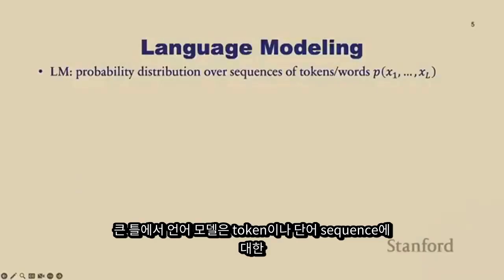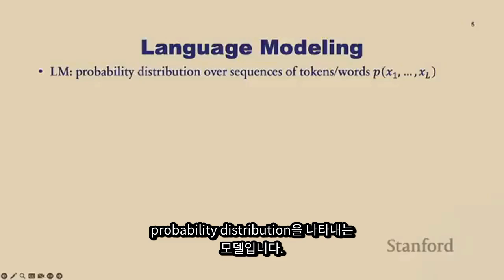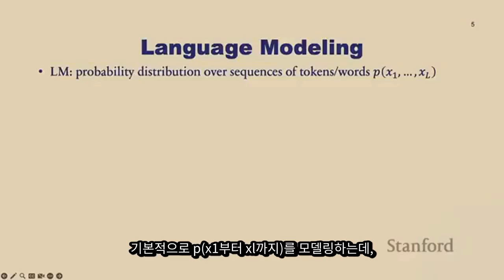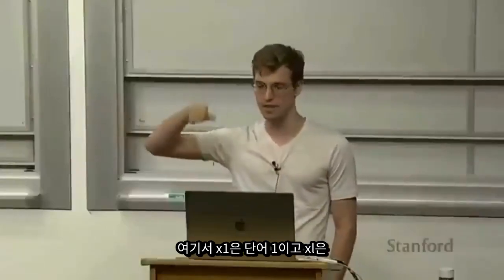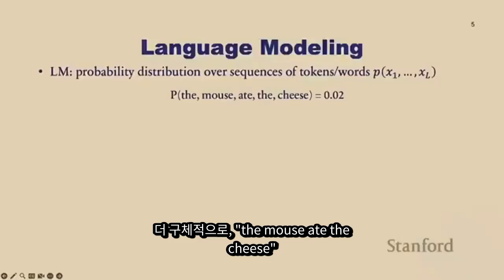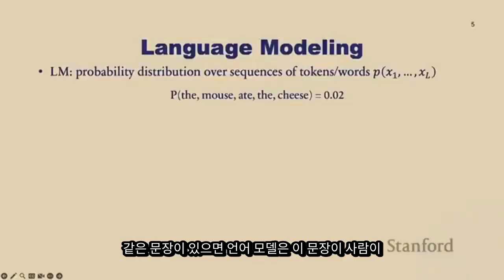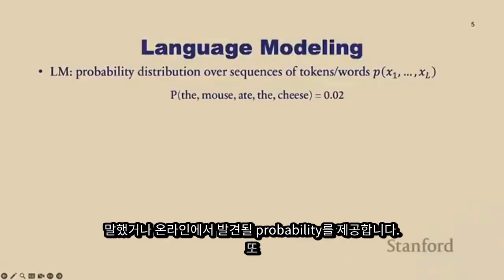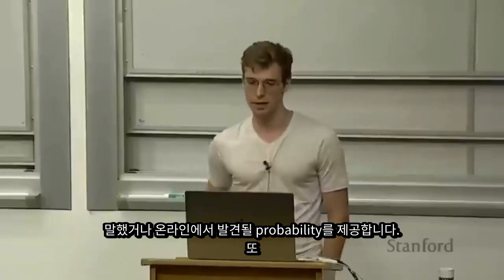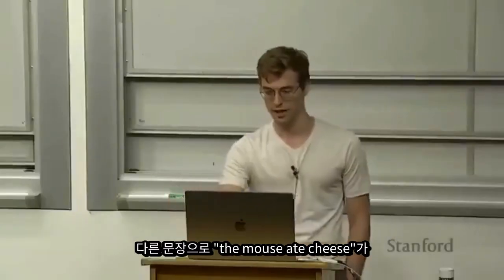Language models at a high level are simply models of a probability distribution over sequences of tokens or words. So it's basically some model of P(X1, ..., XL), where X1 is word 1 and XL is the last word in the sequence or in the sentence. Very concretely, if you have a sentence like "the mouse ate the cheese," what the language model gives you is simply a probability of this sentence being uttered by a human or being found online.